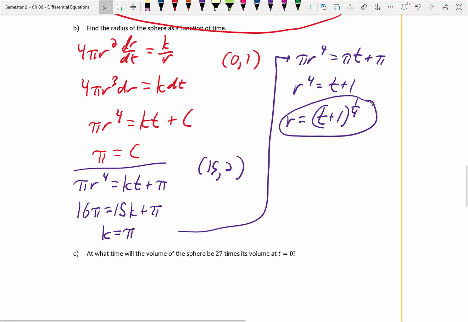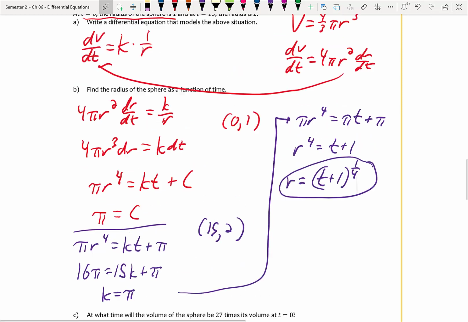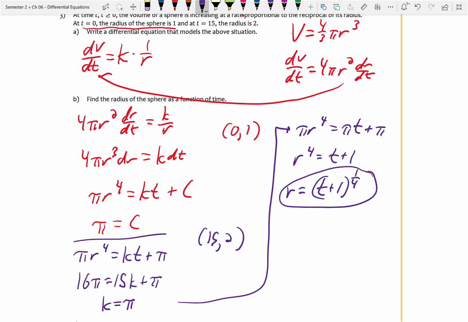Yes? How do you know which value to plug in to reach like the radius? So like 0, how do you know to plug that into t? It says find the radius as a function of time. So when it says that, what I want to have is r of t written like this, where my ordered pair is t comma r. So I'm trying to do everything like that.